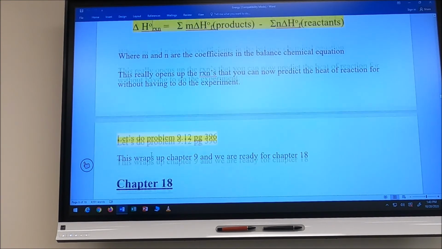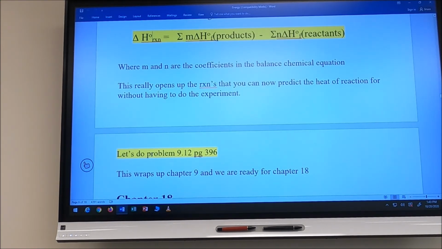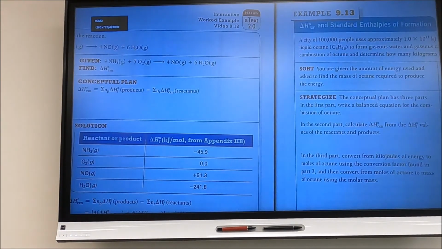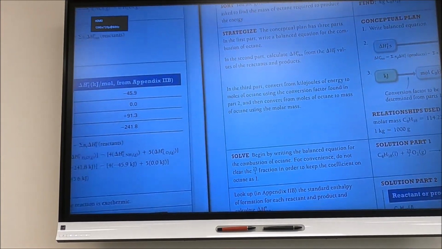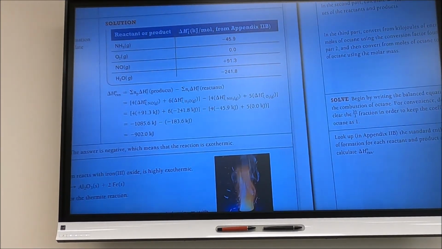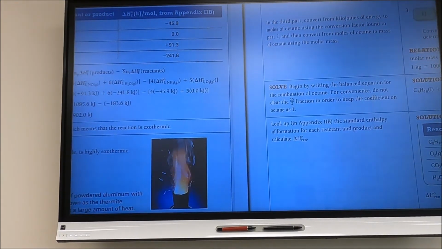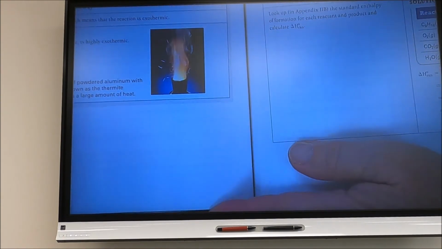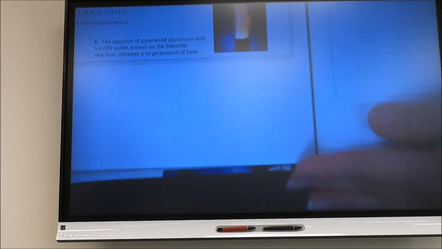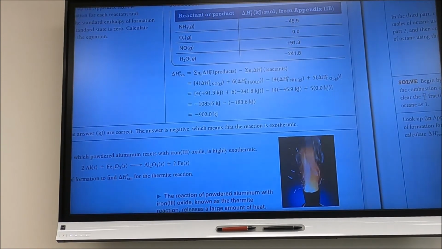So we're going to look at problem 9.12, okay, as kind of our last example in the chapter. And problem 9.12 is on page 396.